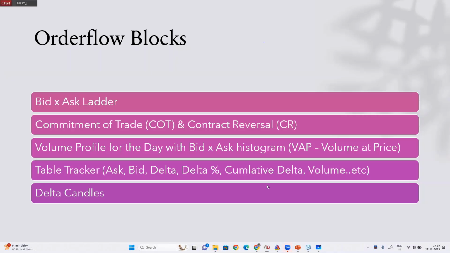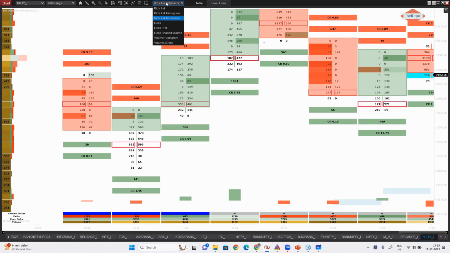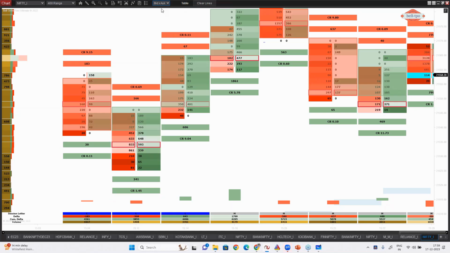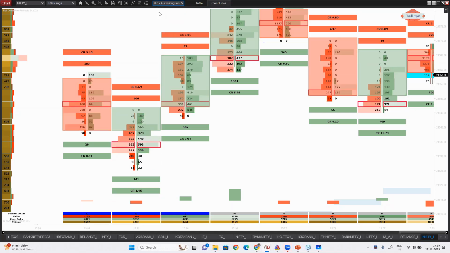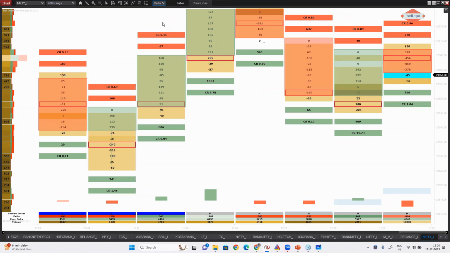In this candle, you can see I'm seeing a bid and ask imbalance. I use bid and ask imbalance. You can also use the bid and ask method. If you are not comfortable, you can use the bid and ask histogram method, where buyer and seller activity is shown in the form of a histogram. Or if you don't want to visualize in the form of bid and ask volume, you can visualize in the form of delta. The buyer minus seller at each and every price gives a delta chart, so you get only one value.